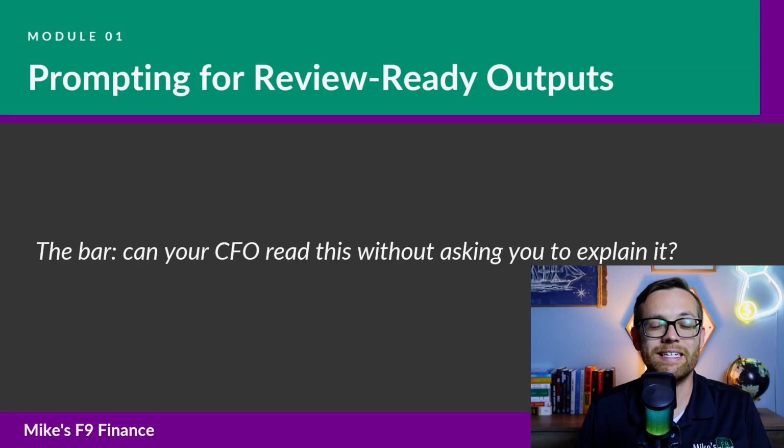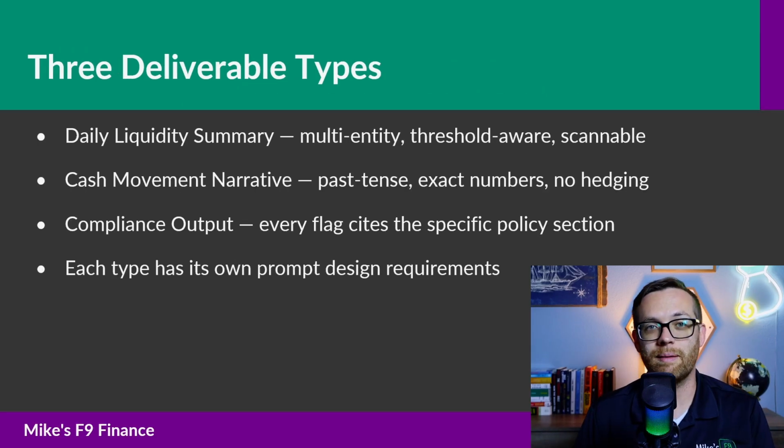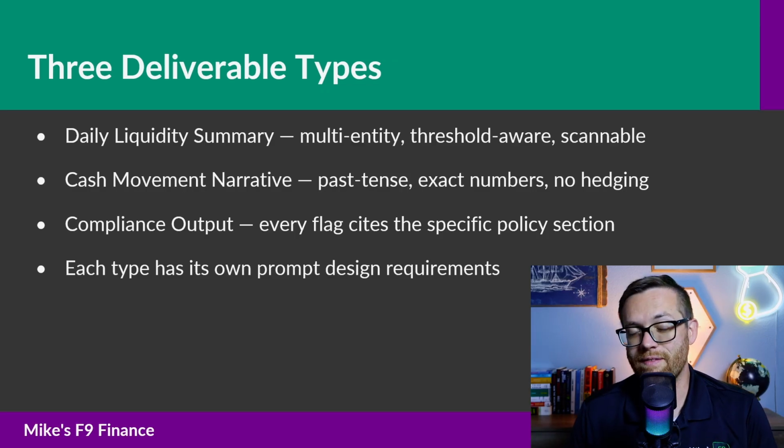The way to get there is to be intentional about 3 deliverable types. Each one has its own prompt design principles. The first is the daily liquidity summary. This is what you're building in this lesson. It needs multi-entity structure, threshold-aware logic, and a clean exception section. The output should have a defined structure the reader can scan in 90 seconds. Notice something important. The format instruction drives the structure. If you tell Claude, lead with a 3-line status summary, follow with a table, close with exceptions, the output will have that structure. If you don't tell Claude, the output will not have it.